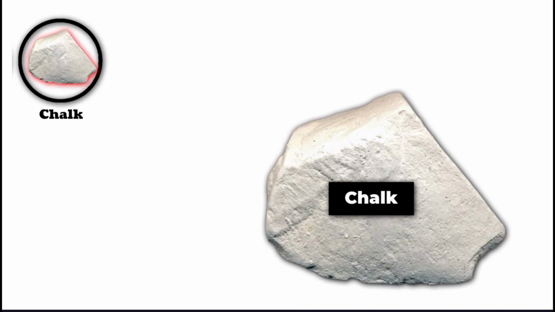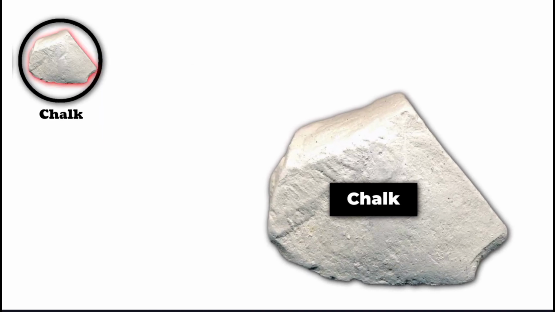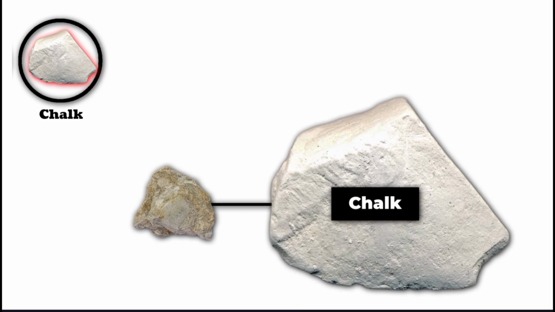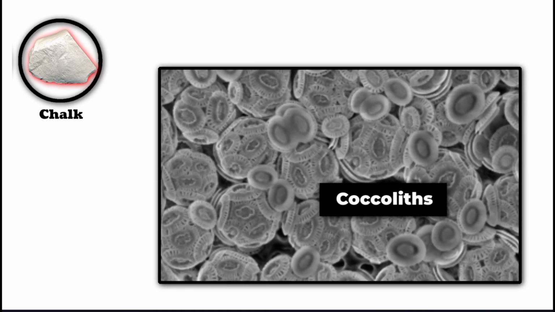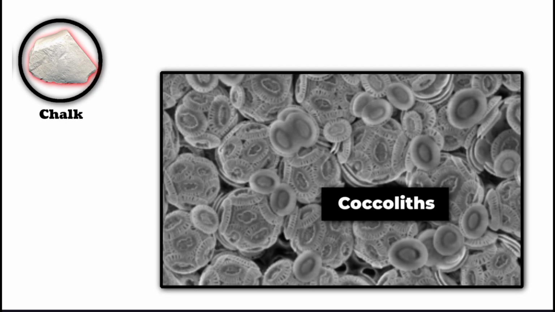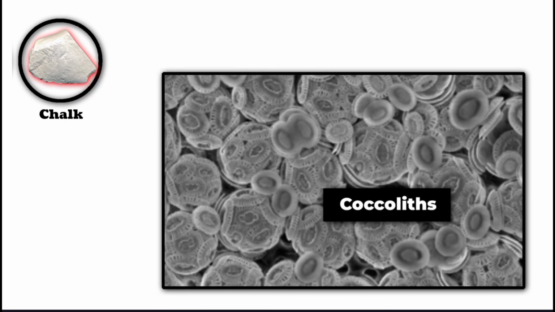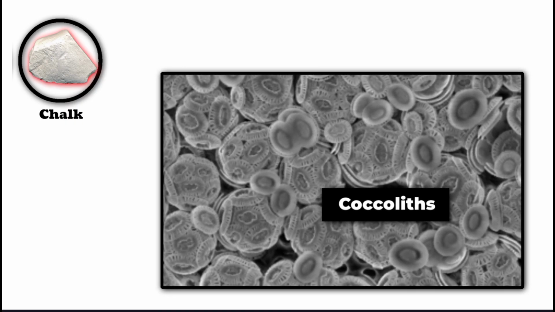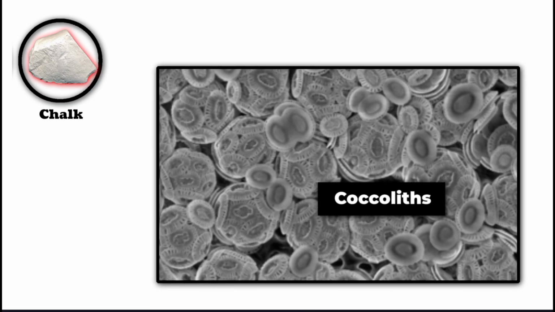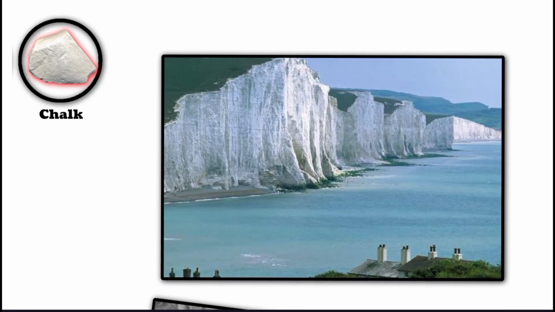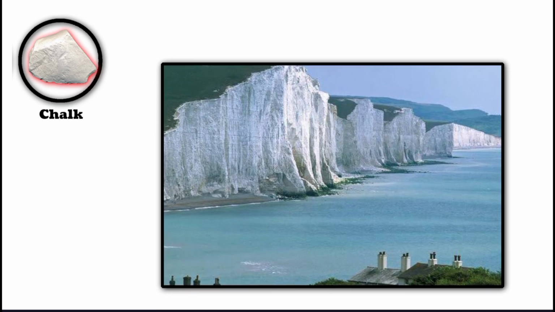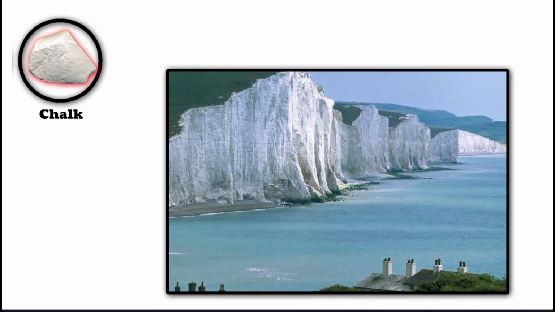Number 10. Chalk. This is a specific, soft variety of limestone. If you looked at chalk under a powerful microscope, you would see it is composed almost entirely of coccoliths, the tiny circular armor plates of microscopic algae. These tiny shells rained down onto the ocean floor for millions of years, creating massive white deposits like the famous cliffs you see in Europe.